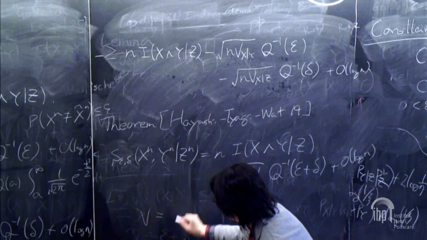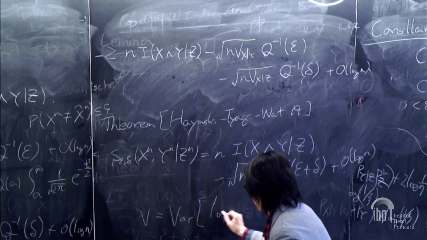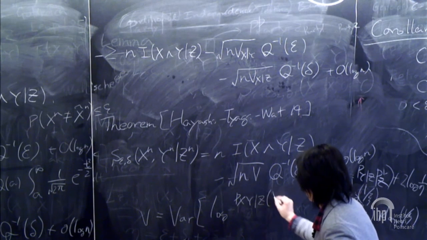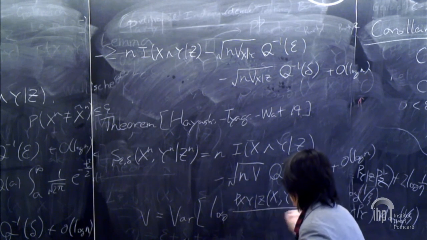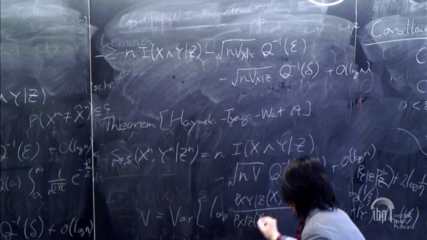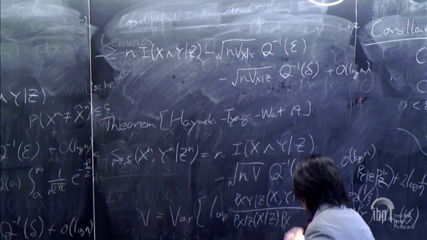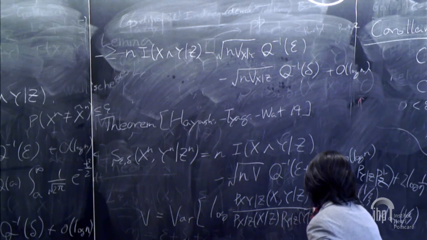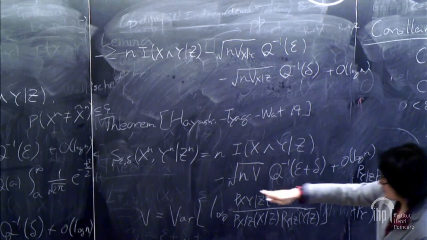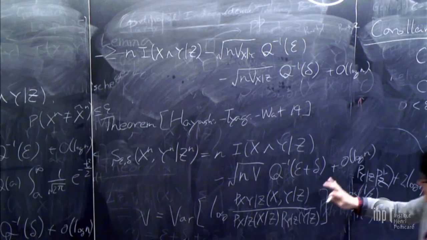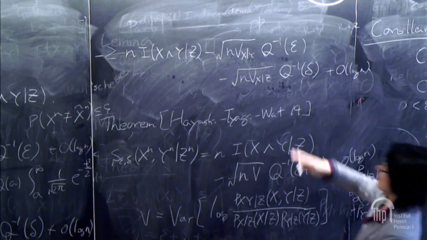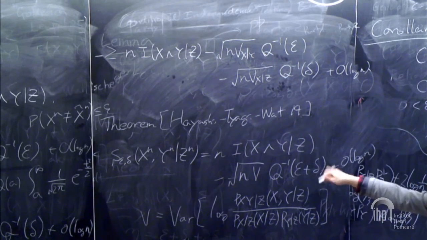where V, this variance, is given by the variance of this conditional mutual information density. The optimal second order rate is characterized by the variance of this conditional mutual information density and Q inverse of epsilon plus delta. So we don't have two separate terms, but we have one penalty term, which is quite interesting, I believe.